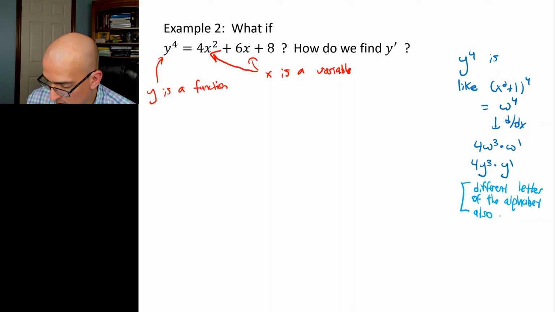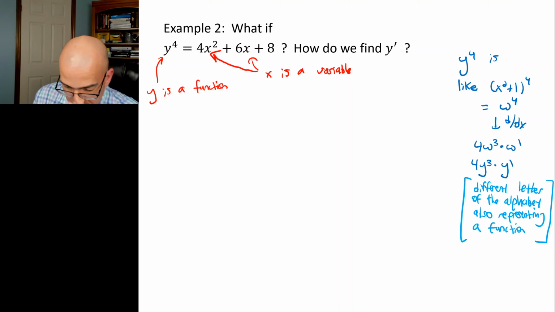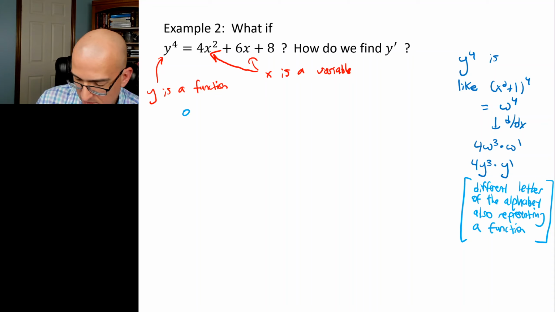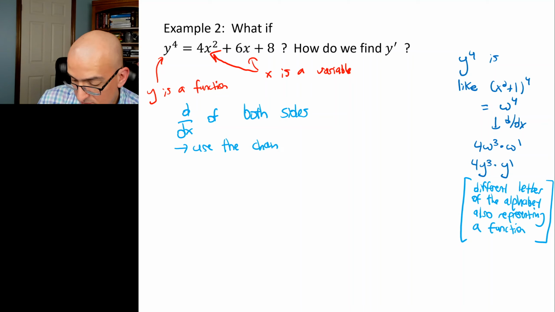Also representing a function. What we will do is we will take the derivative of both sides of this expression, d by dx of both sides, using the chain rule for any part involving y.